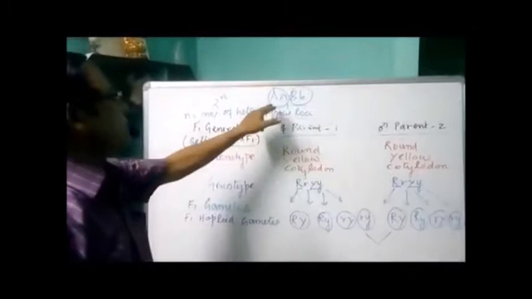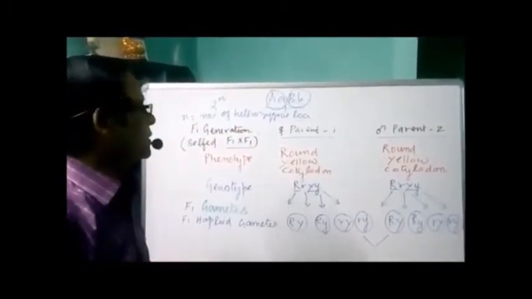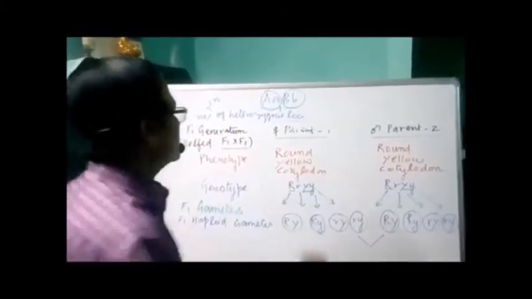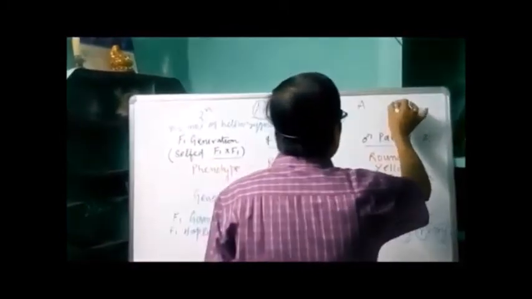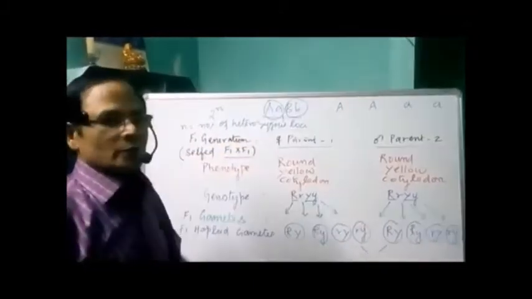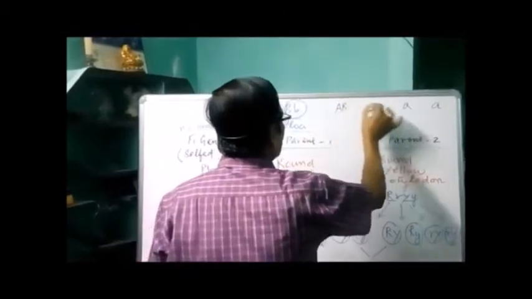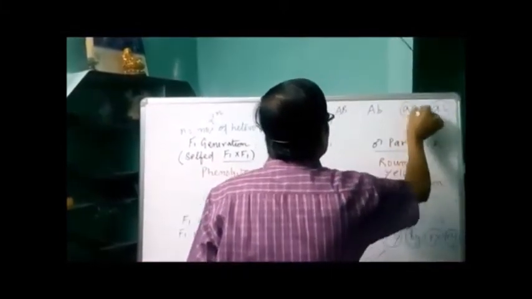Another way of writing. So how to remember the formation of gametes? As we know, 4 gametes are produced. Take the first 2 letters. Write each one twice. Capital A, write it twice. Small a, write it twice. Taking the next 2 alphabets, capital B, small b, alternately. So we are getting 4 gametes.